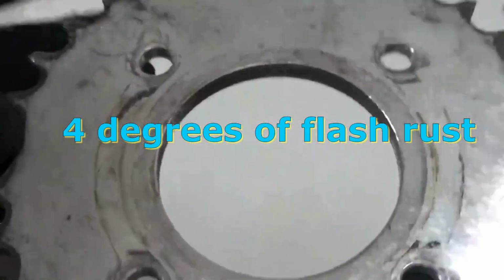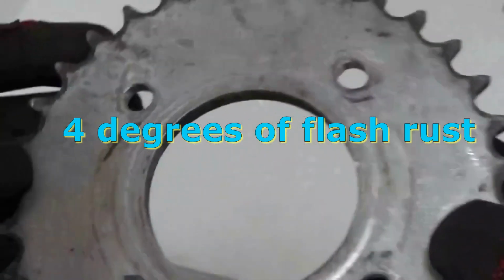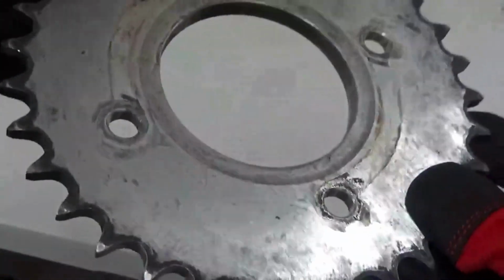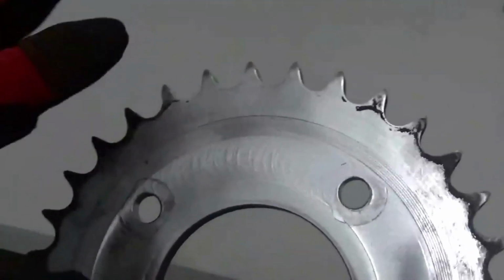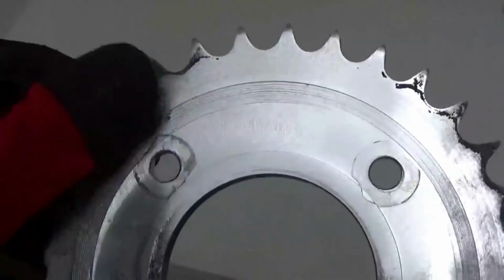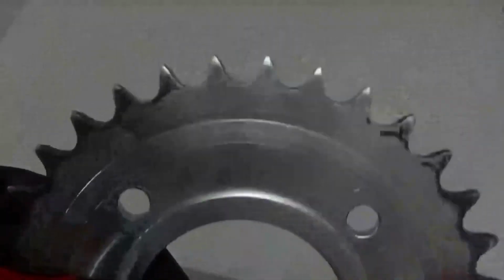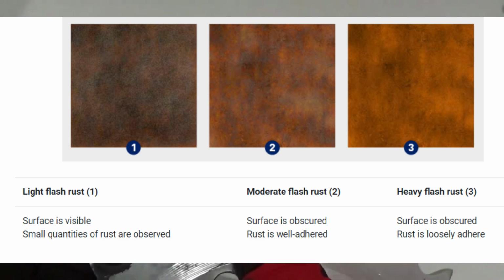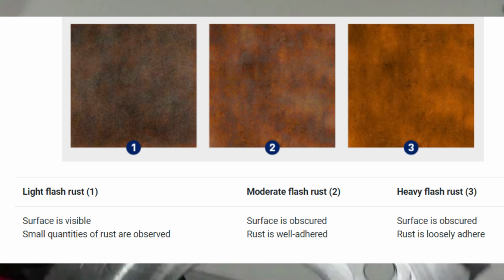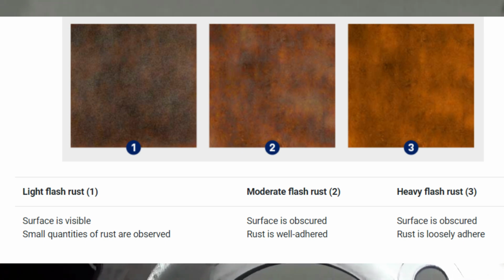Four degrees of flash rust. The wet blasting standard defines four degrees of flash rust that help to assess how much flash rust has developed. These definitions are based on the extent to which the flash rust obscures the underlying steel substrate, the ease with which it can be removed by wiping with a cloth, and the amount of material that appears on the cloth after the surface is wiped.